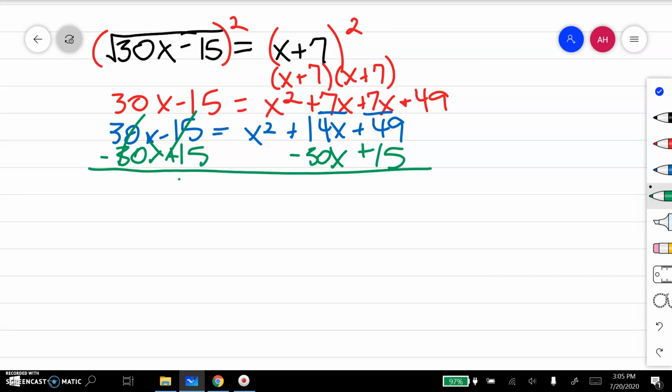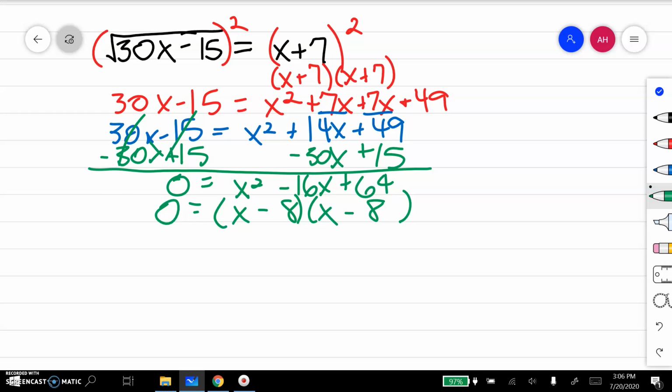So these cancel, which leaves me with 0. That's what you want. And we have x squared. 14 minus 30 is negative 16x. And then here, 49 and 15 gives me 64. Okay. Now we need to factor this. So what multiplies to give us 64 and adds up to negative 16 is negative 8 and negative 8.